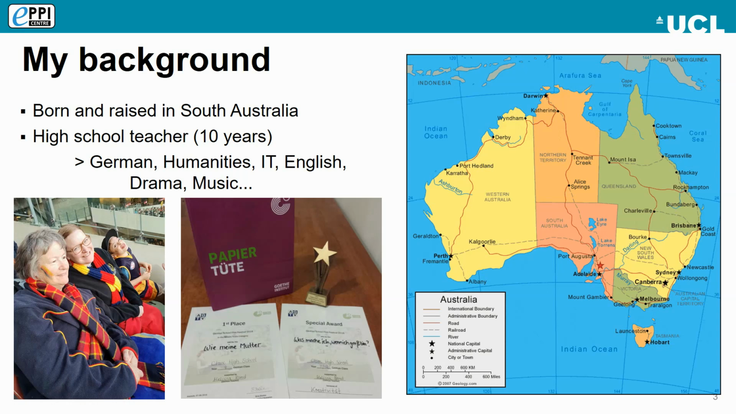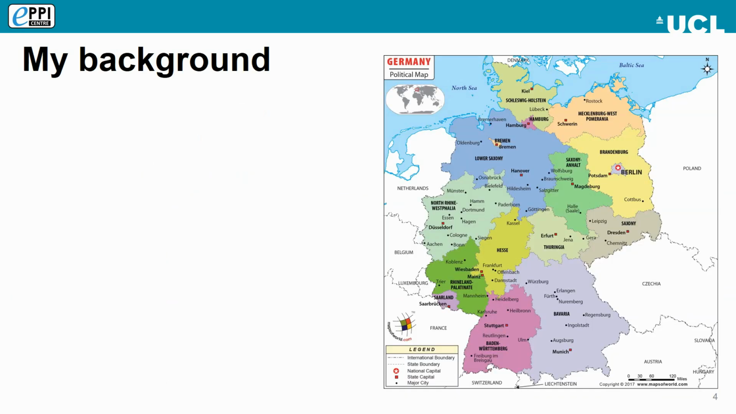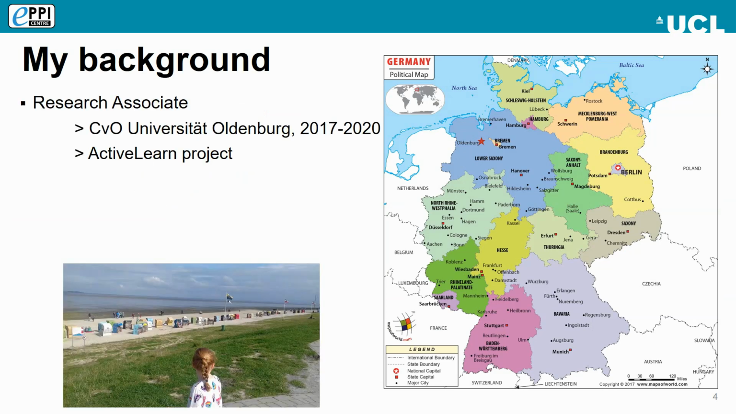After I did my Masters in Education at the University of Adelaide, I decided that I wanted to fulfill a lifelong dream of living in Germany. And that saw me seek out an opportunity at the University of Oldenburg, which is in the north of Germany. Through an amazing coincidence and sheer luck of finding a suitable position with Professor Dr. ZHE, I managed to secure a position at the university and was there as a research associate within the Active Learn project from 2017 until 2020.